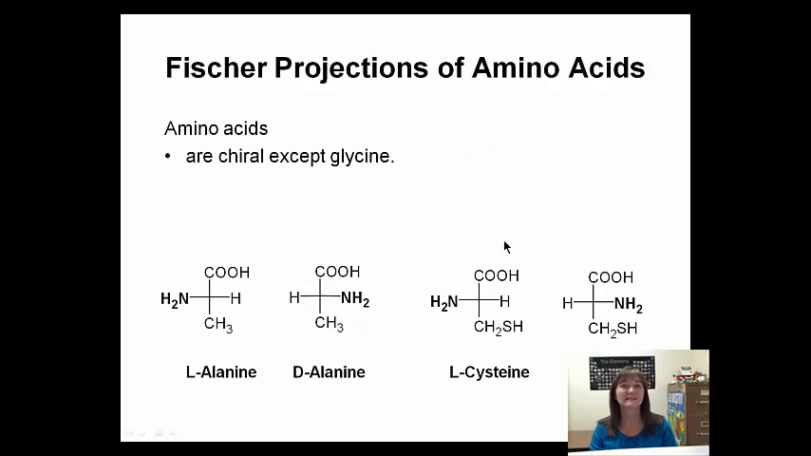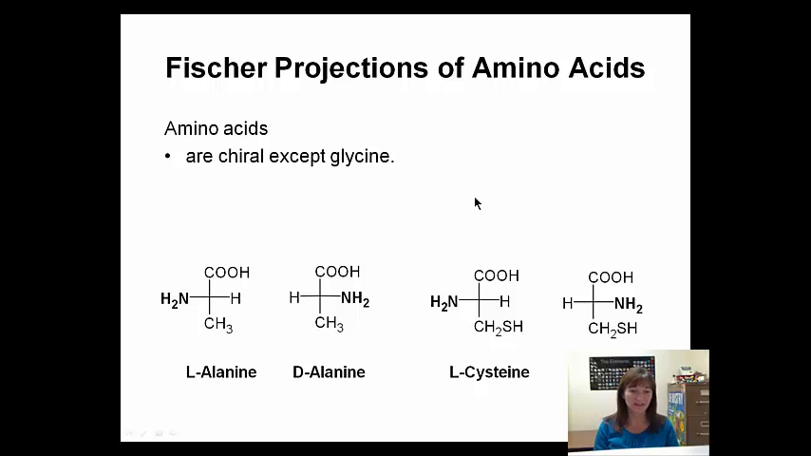So amino acids are all chiral except glycine. If you remember glycine, it had the hydrogen R group, so that was a non-chiral, an achiral molecule. But other than glycine, all of the other ones are chiral. They're going to be bonded to 4 different groups. In which case, since they're chiral, if you remember, their mirror images are going to be stereoisomers of each other.